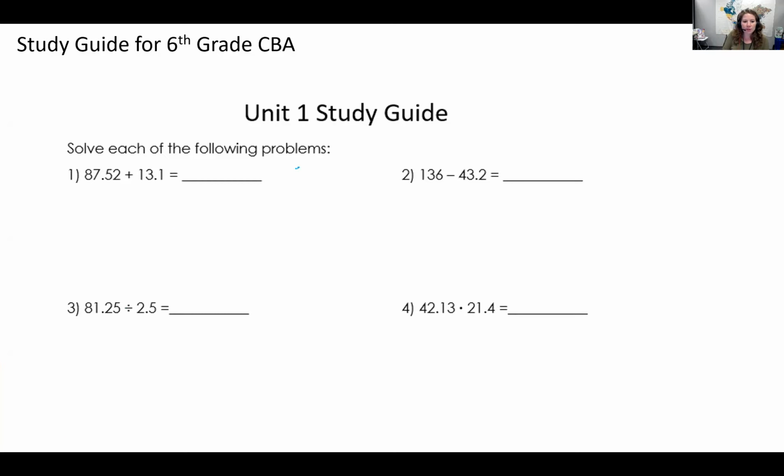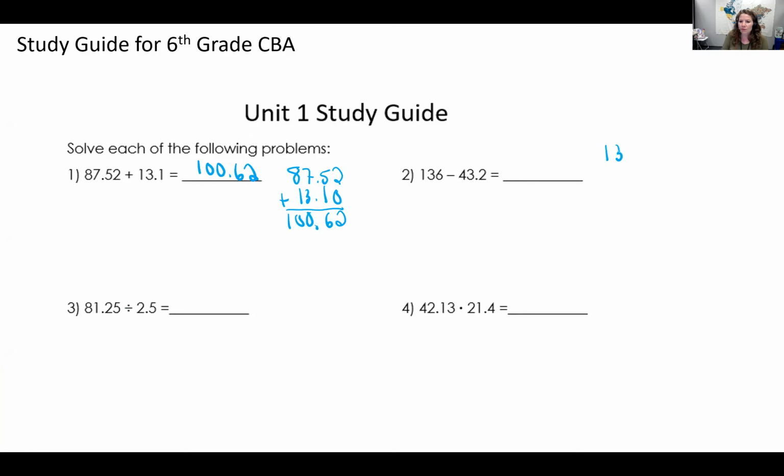On number one, make sure you line up those decimals right over each other. Fill in any zeros when you need to. When you add, bring that decimal straight down. So number one is 162 hundredths.